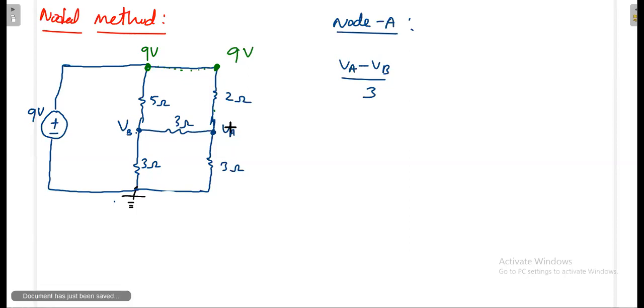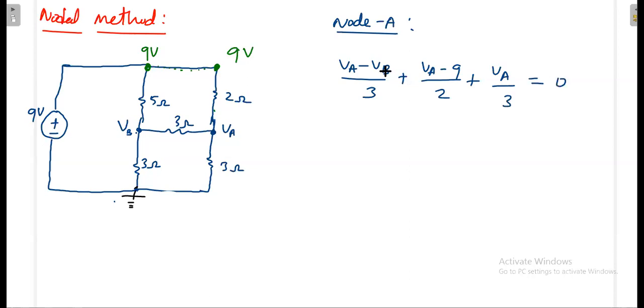Next, if the current goes up out of this node, I can write VA minus 9 divided by 2, because this node is already 9 volt. Don't forget that voltage. And then here, VA minus 0, since ground means 0, or simply VA, divided by 3. So one node equation is complete. But this equation consists of two variables, VA and VB, so I need one more equation.